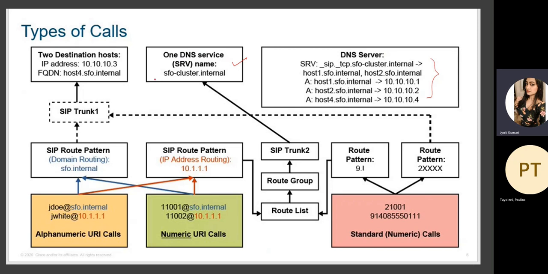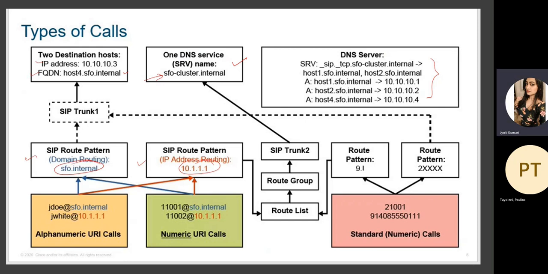And the DNS service SRV name is this, SFO cluster.internal. This is the name of the DNS service. So two destination hosts, IP address and FQDN, let's say this name is available. We have a SIP trunk between different sites. We have SIP route pattern for this address as well as for this name or FQDN.